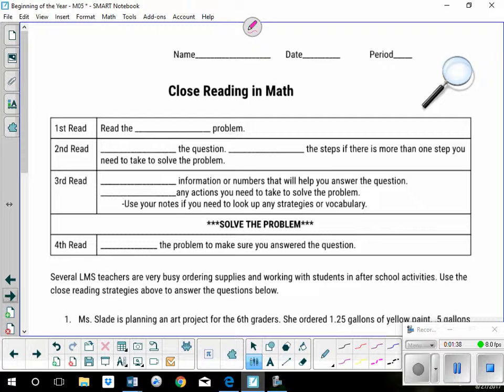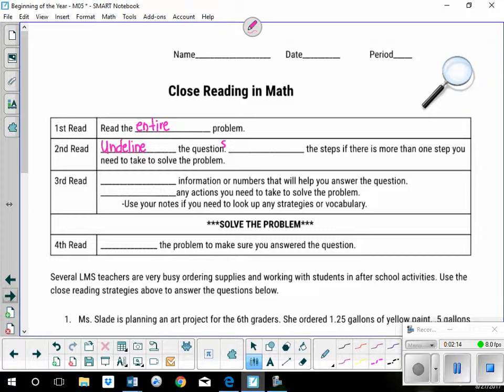And the first thing we're going to do when we encounter a word problem is we are going to read the entire problem. Just read through the whole problem so we get familiar with what it's asking us to do. The second time, we're going to read through it a second time. We're going to underline the question. And it might be even questions, so we'll put a little S there.